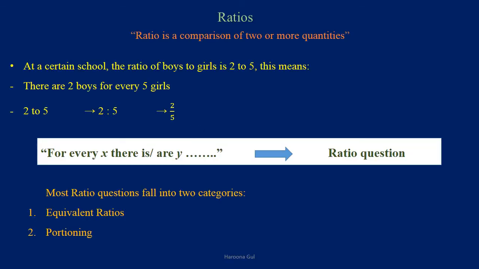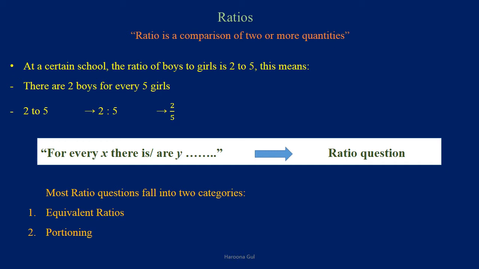Let us start our lesson with the definition of ratios. A ratio is a comparison of two or more quantities. For example, when a chef is baking a cake, he or she always has to put things in proportion, like 1 cup of butter to 2 cups of sugar, or 3 cups of sugar to 3 eggs or 4 eggs. So everything is done in proportion.